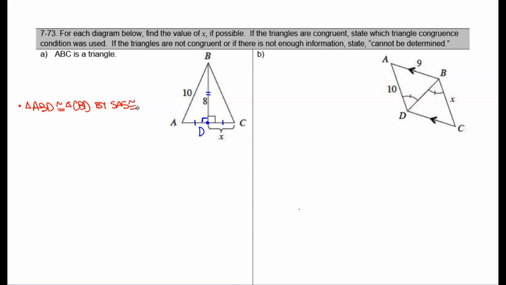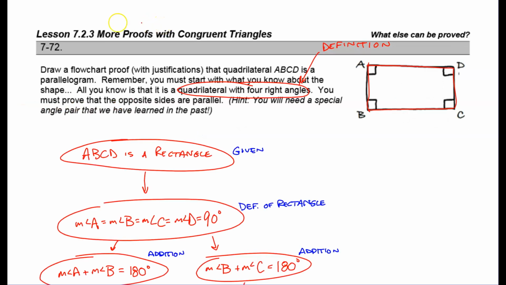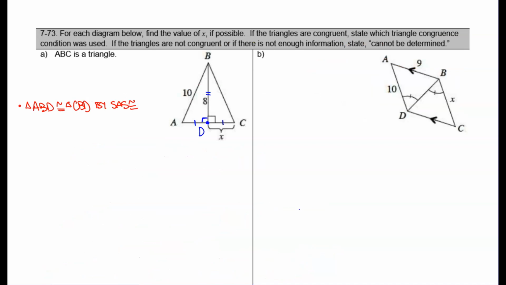Okay, and now here's where the title of the lesson comes into play. Notice the title of our lesson was More Proofs with Congruent Triangles. So on the back side of this notes page, that's where we're going to be working with congruent triangles. Now I'm asked to find here the segment length of DC, which is labeled as X.